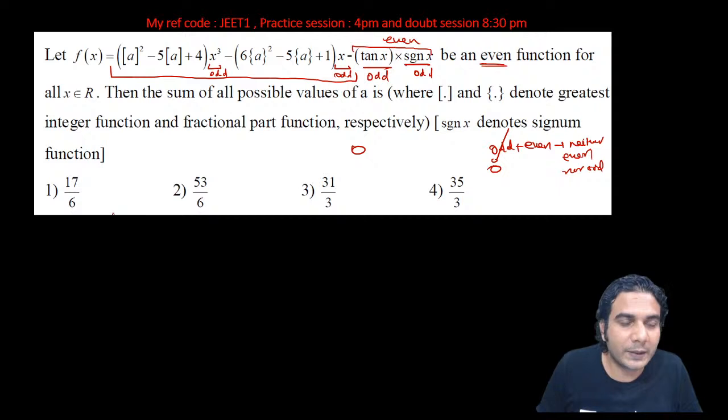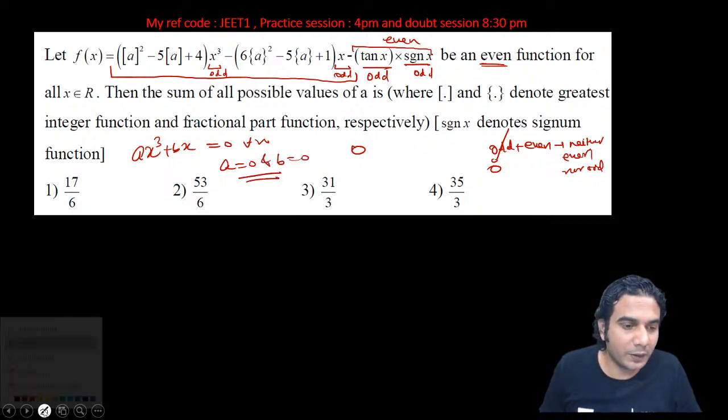Okay, so to make this part 0, how to make this identically 0? I mean always 0. Coefficients must be 0. If you want to say that ax cube plus bx is equal to 0 for all x, that means a is equal to 0 and b is equal to 0. So that is the condition. Okay, so I hope you got it.